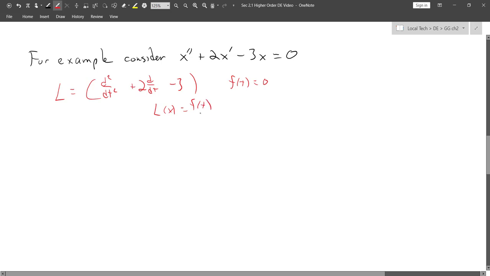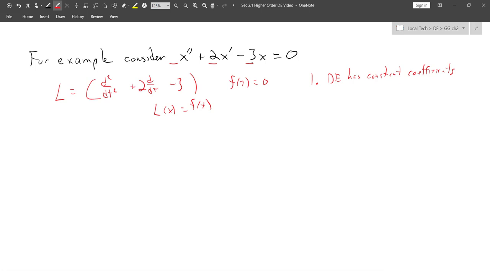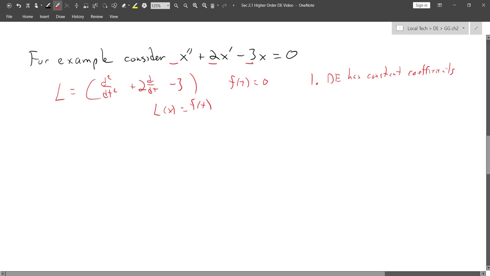And there's actually two special things about this specific higher order linear differential equation. The first is that the differential equation has constant coefficients. In general, it could be linear if the coefficients to x and its derivatives are functions of t, but those are actually very hard to solve, and so in this course we're going to focus on linear differential equations that have constant coefficients. The other thing we'll notice in the specific example is that the right-hand side, or f of t, was actually equal to 0.